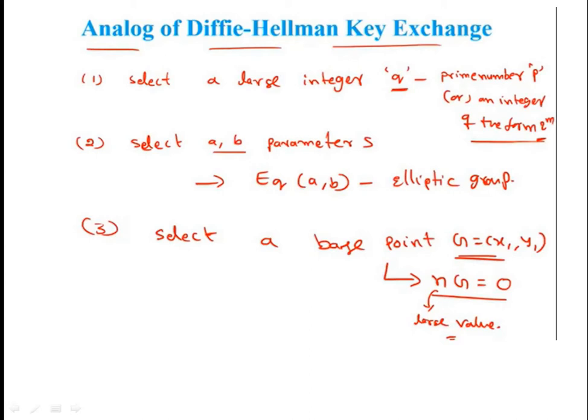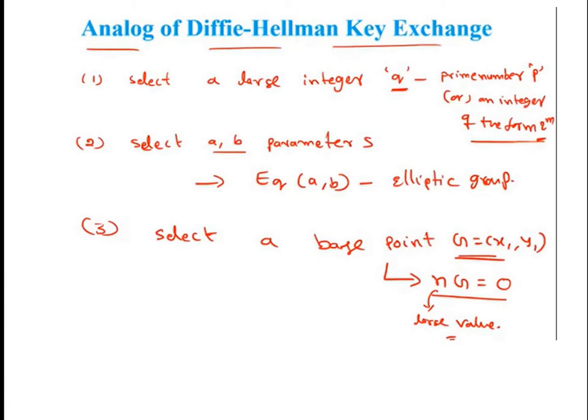So in this class we are going to study the analog of the Diffie-Hellman key exchange algorithm. The Diffie-Hellman key exchange algorithm we have already studied, where we exchange the public key between the sender as well as the receiver to generate a private key or secret key. When the sender and receiver generate a private key, we compare it. If both the keys are the same, then we call it keys are exchanged.